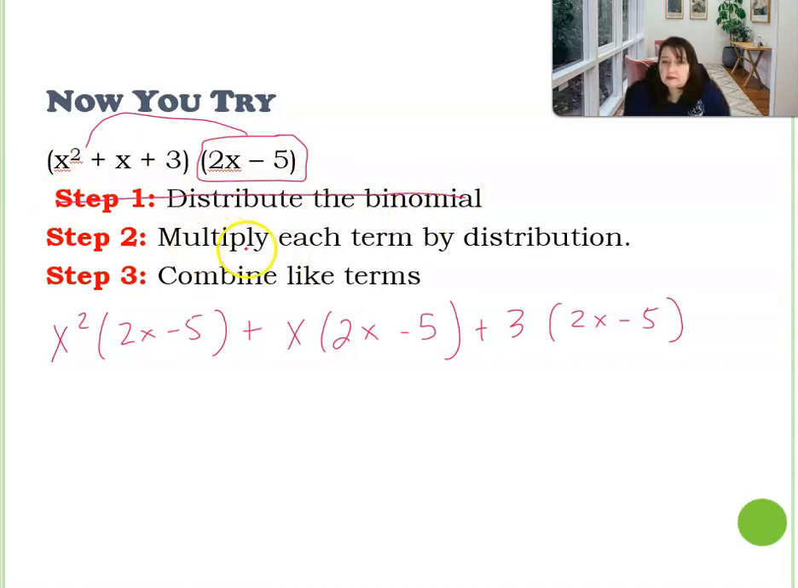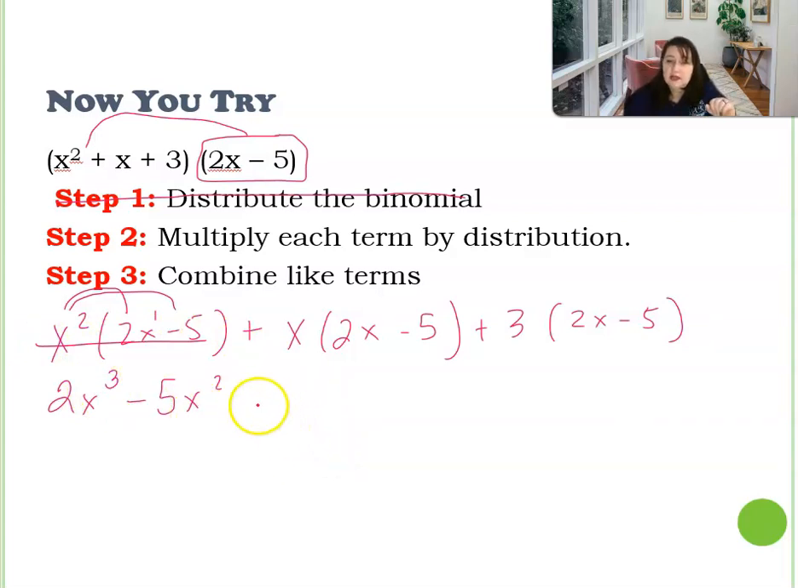The next thing is I'm going to multiply each term by distribution. So I'm going to take this x squared and multiply it by the 2x. That gives me 2x cubed. Remember, this is x to the 1, and we add our exponents when we multiply. Then I have x squared times negative 5, so I end up with negative 5x squared. That's it. I'm done with that first one. I can knock it off. There we go. I have my two terms, a 3 and a 2.